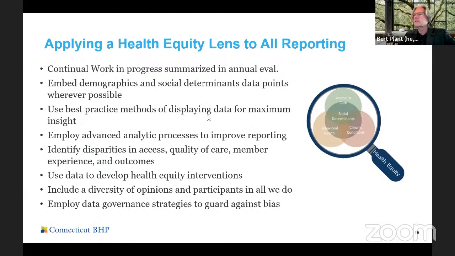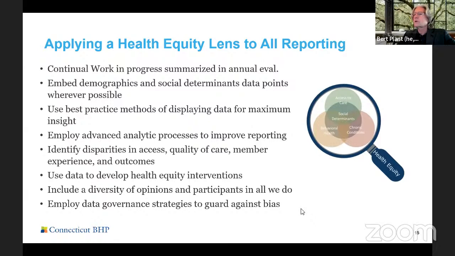And so we've paid a lot of attention to the methodology we use for reporting. We try to employ advanced analytic processes to improve reporting. One example is in the area of where there's unknown data with regards to race and ethnicity and some of the things that we're doing there to try to improve that reporting. We're looking at it across access, quality of care, experience, and outcomes. And, ultimately, the data really has to be used to develop interventions to improve health equity and reduce disparities.